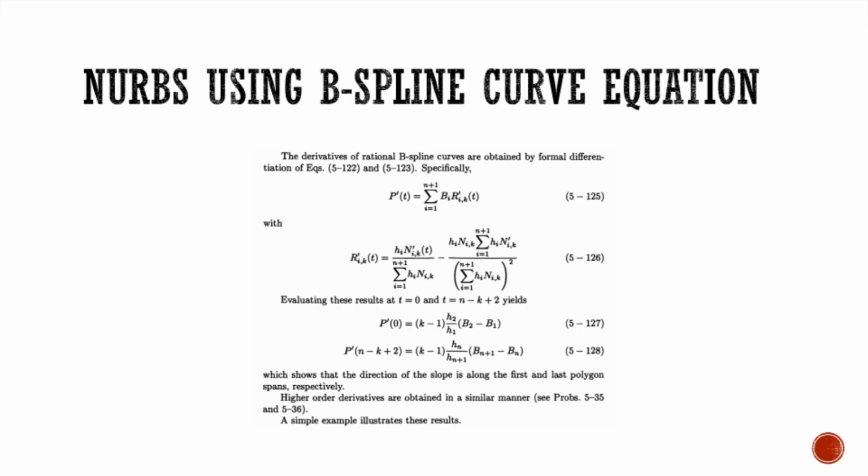So by seeing the following equation, P dash of 0 equal to P dash of n minus k plus 2 equal to k minus 1 of hn by hn plus 1 of b of n plus 1 minus bn. Given this equation, we can solve the curve equation using the B-spline. So r dash of 1 comma k of t equals h i n i dash of k of t by the summation of i equal to 1 to n plus 1 of h i n i comma k.